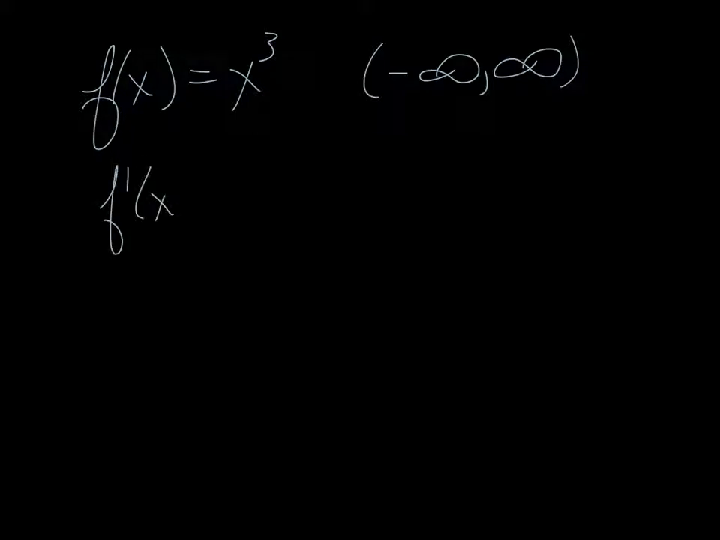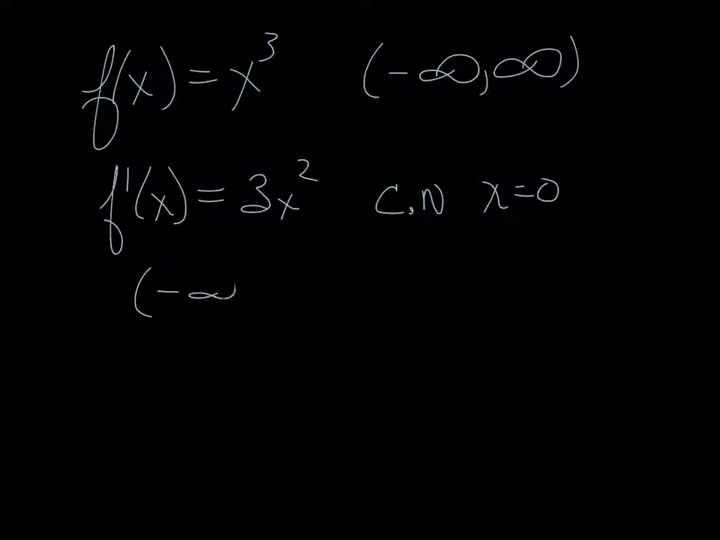What's the derivative? 3x squared. What are the critical points or critical numbers? Molly. Okay, critical numbers. x equals 0. Everybody all right with that? So I'm going to check from negative infinity to 0, and from 0 to infinity.